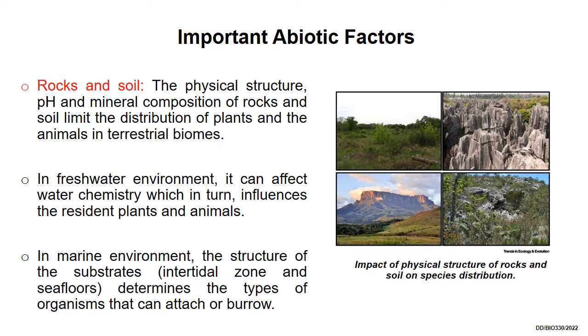So how do rock and soil affect the water chemistry? Because minerals that we can find in the rock partially dissolve in water. They may change the ionic composition. They might change the pH of the water. And another example, in marine environments, the structure of the substrate, especially in the intertidal zone and seafloors, will determine the type of organism that can attach or burrow.